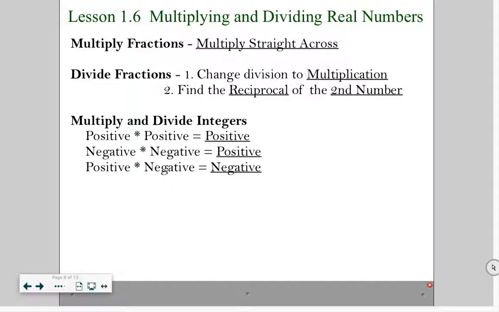All right, chapter 1-6, multiplying and dividing real numbers. So remember, when we multiply fractions, you multiply going straight across. When you multiply fractions, you can do your cross reducing, a numerator and a denominator, or even put a fraction in lowest terms, but ultimately you multiply straight across.